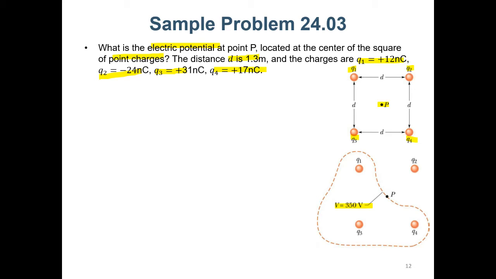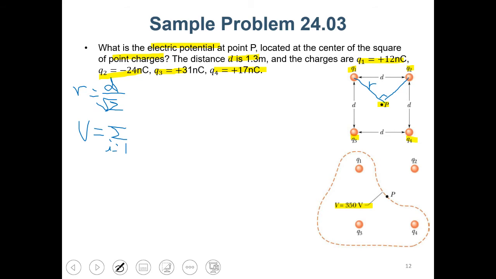Now we know that d is the side of the square, so we need to calculate r. R should be d over square root of 2, which is simple geometry. This is a right angle triangle, so it should be d over square root of 2, which is very trivial.